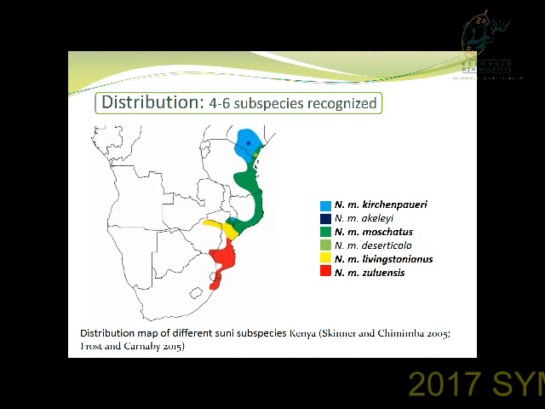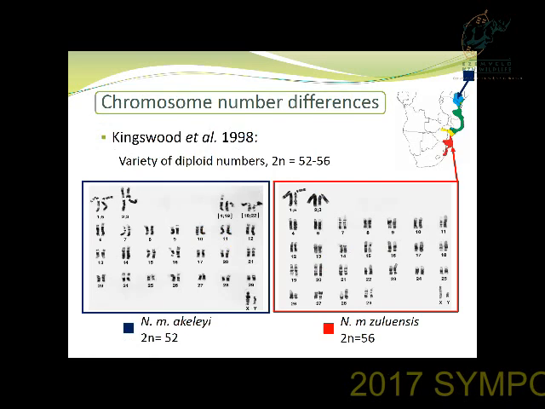Now, just to give you an idea about the distribution of this antelope, it starts at the top from Kenya all the way down to KZN in the eastern parts of Africa. As you will note, there are roughly 4 to 6 different subspecies that occur in these regions. Unfortunately, all of these subspecies have been described according to morphological features, and no genetic information was taken into account when they were described. So why is it important?